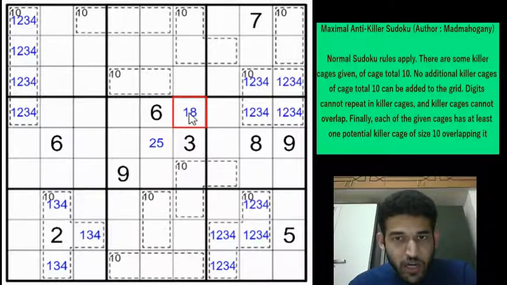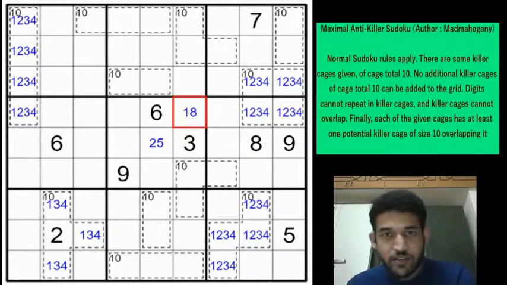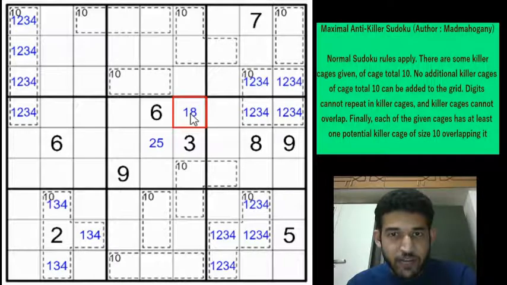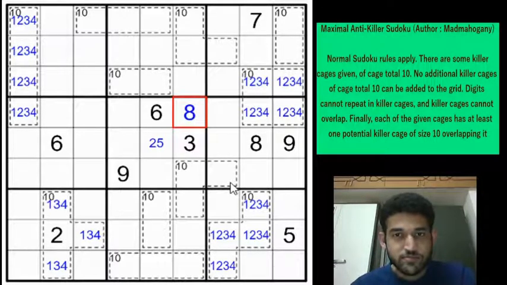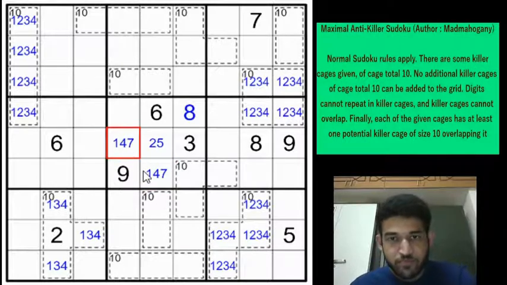So this cell can only be 1 or 8. Now we also can't have a 1, right? Because then 6, 1, 3 will sum up to 10. So we can eliminate 8 also and eliminate 1 also to place the 8 there. Beautiful logic. So these two cells we have already eliminated as 2, 5. So they can only be 1, 4 and 7, right? No other possibility. 1, 4 and 7.